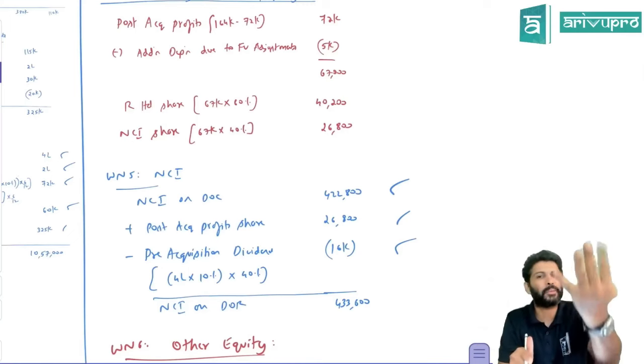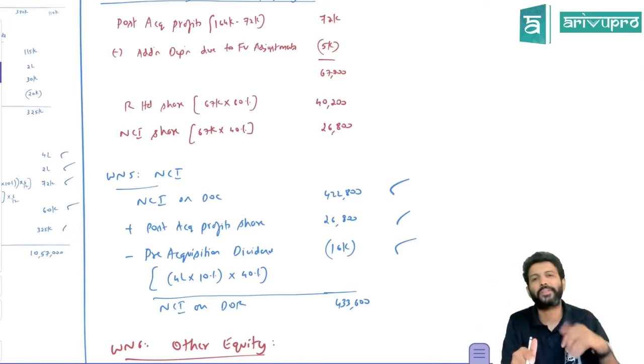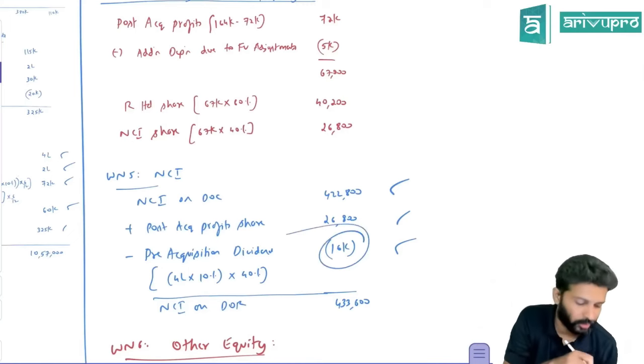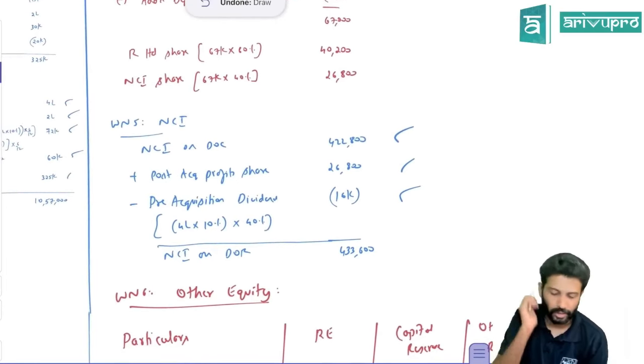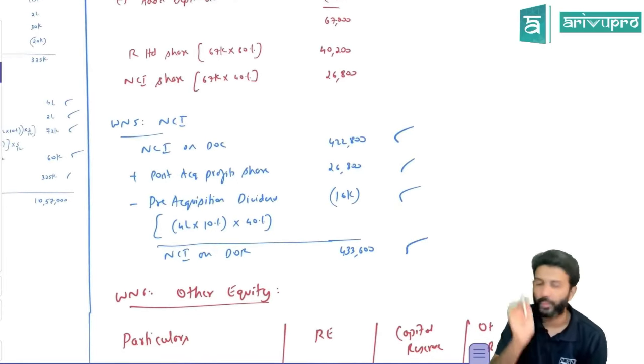The dividend declared by the subsidiary is 40,000. NCI's share of that is 40%. So reduce 40% of 40,000, which is 16,000. And you'll get the NCI on the date of control, which is this much.